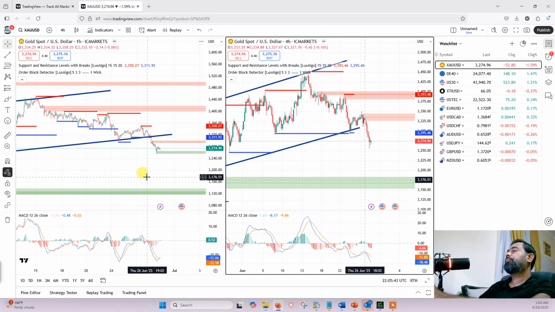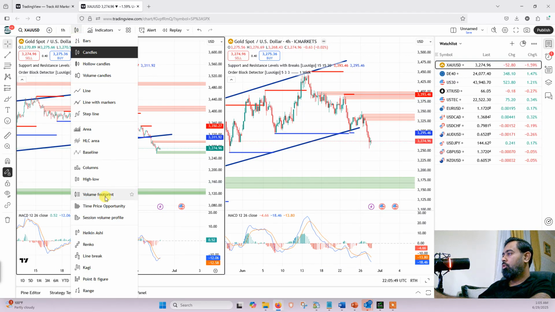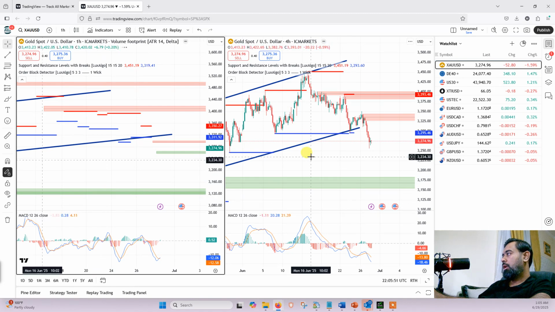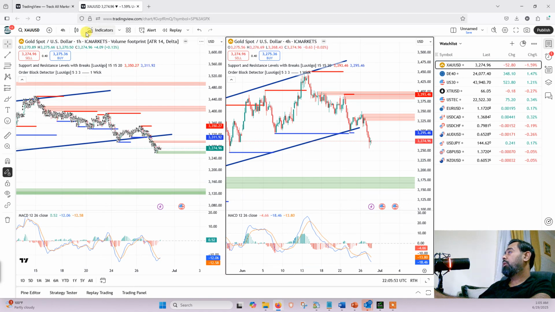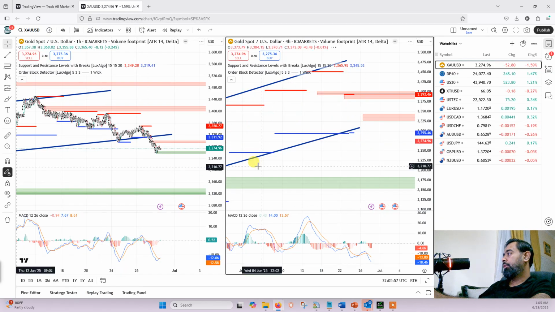Okay. So now for the H1 we will be opening volume footprints, and even for the H4 we will be clicking on the volume footprints over here.